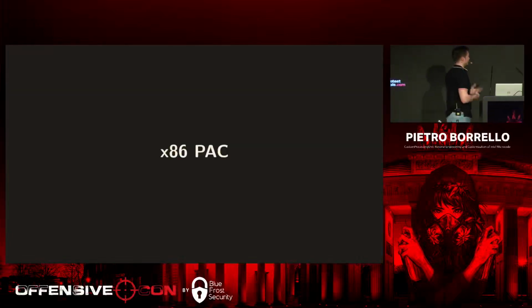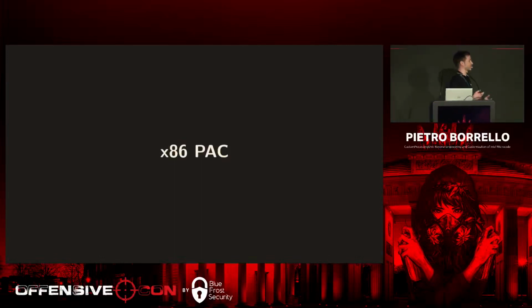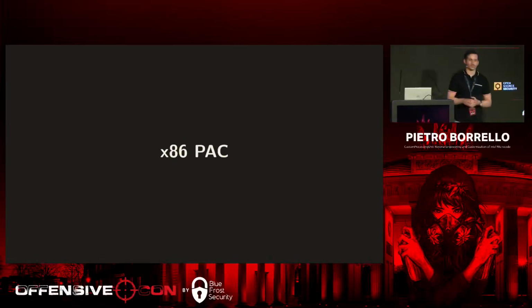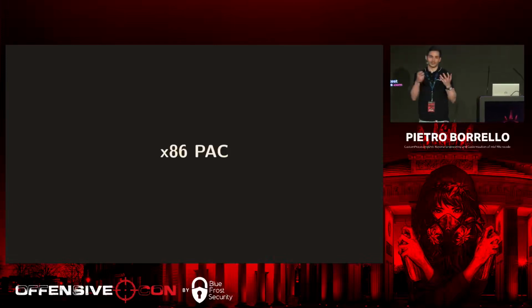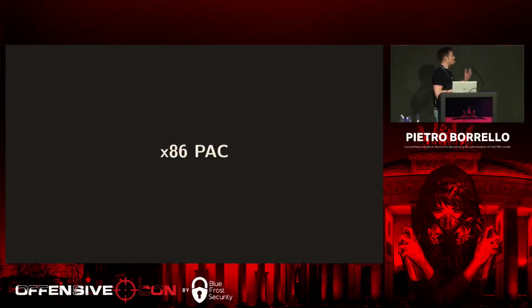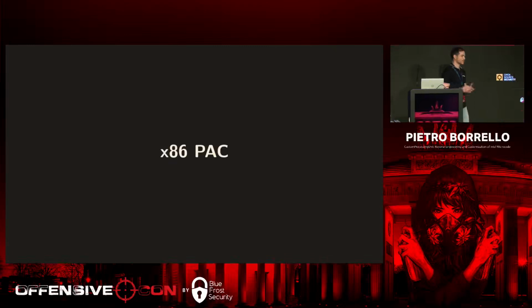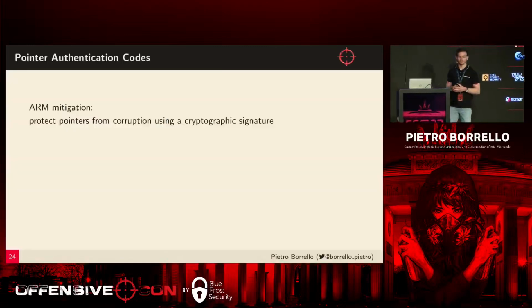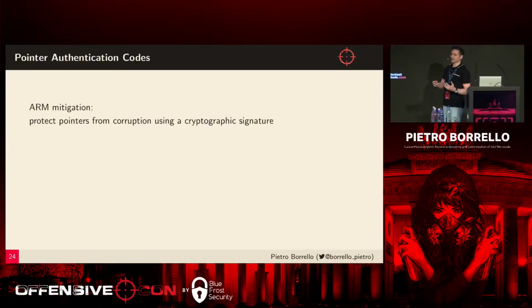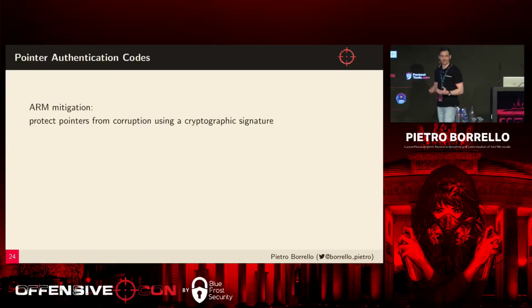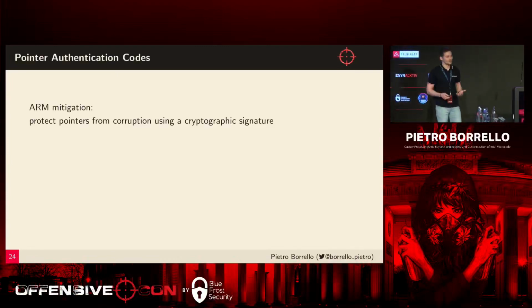Okay, we did some cool tricks with the CPU. We found that we can change CPU behavior as we wish. But what if we can make something even cooler and take an important security feature from the ARM architecture and port it to x86? So let's enter pointer authentication codes. Pointer authentication codes are an ARM mitigation that protects pointers from corruption by signing them, using cryptographic signatures.